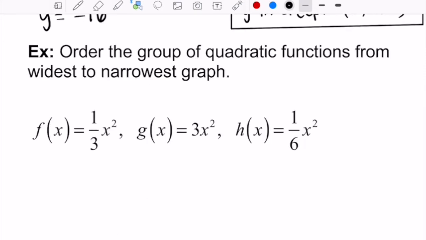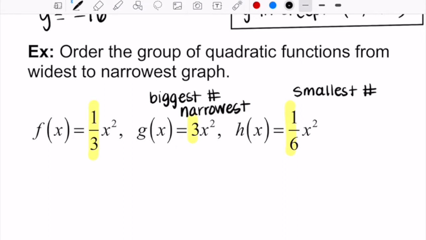The last example on this page wants you to order the graphs from widest to narrowest. And so to do this, we're going to compare their a terms. So we're looking at the numbers that are out front. Out of the numbers 1/3, 3, and 1/6, 3 is the largest number. And so because 3 is the largest number, it means that that graph is going to be the narrowest. Out of those three a values, the number 1/6 is the smallest number, which means that out of the three graphs, that graph would be the widest.